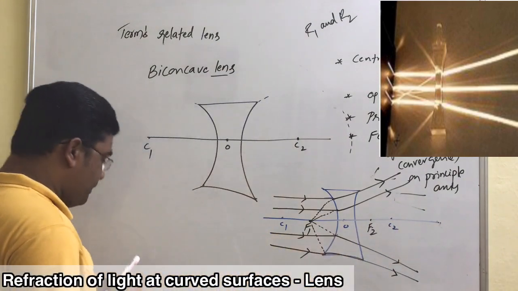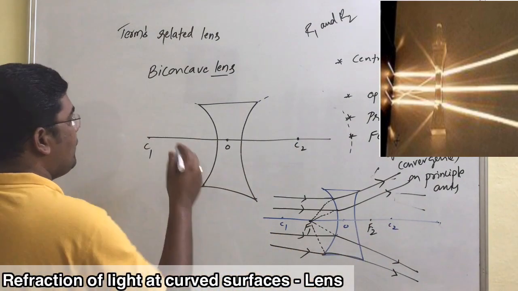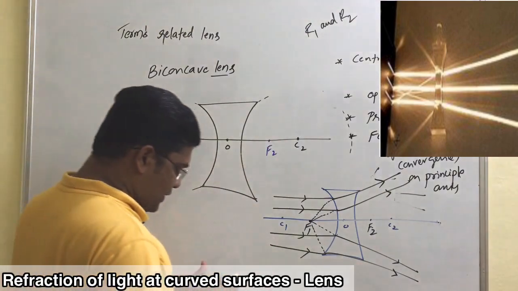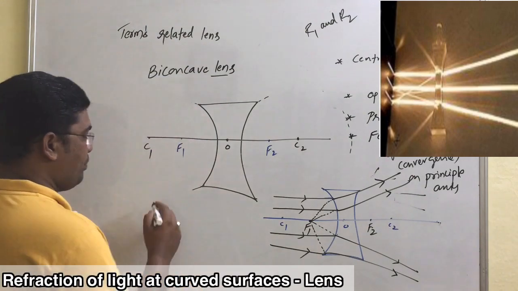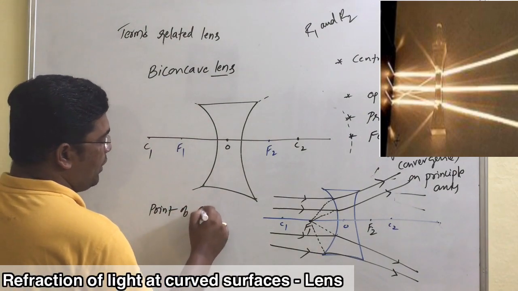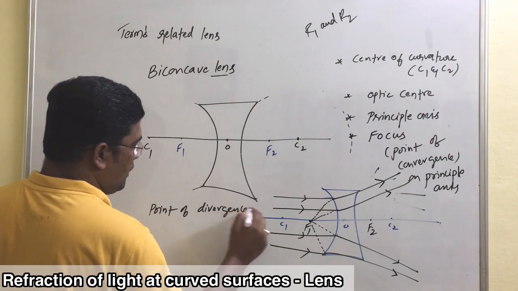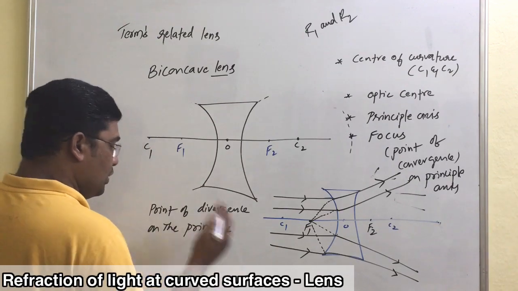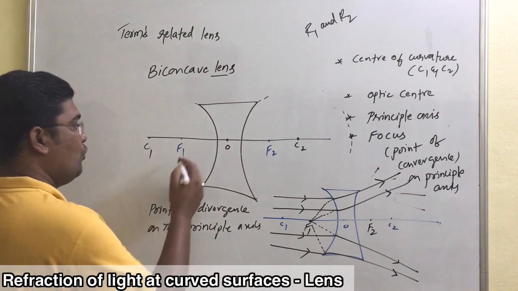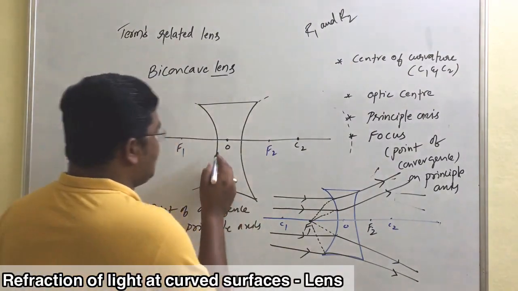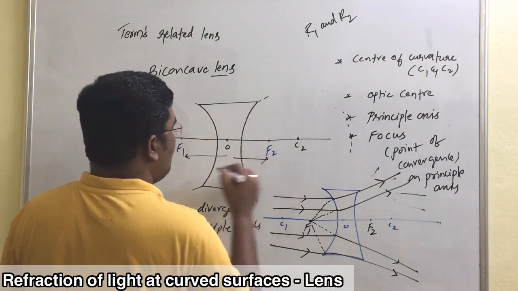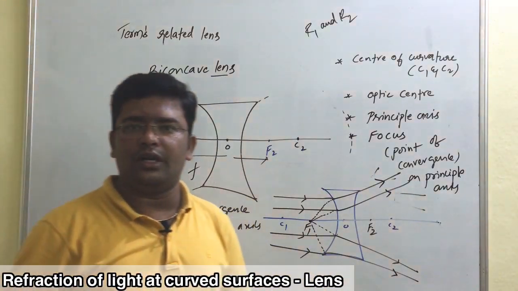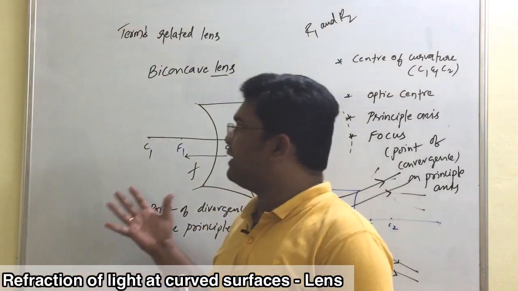So in this also we have focus F1 and focus F2. Clear? The point of divergence here, how do we define focus? The point of divergence on the principal axis is known as what? Focus. Clear for everyone? Now the distance between the optic center and the focus we call focal length, which is given by F. Clear, students? So these are the terms that are related to lenses.